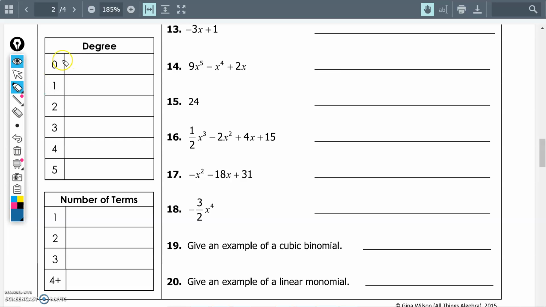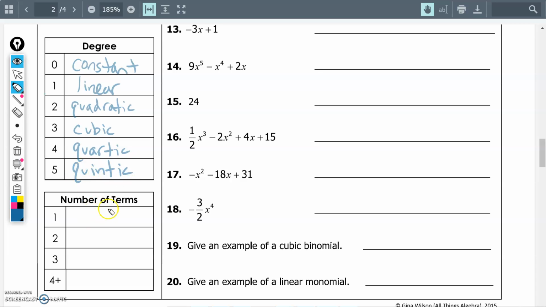If your degree is 0, that means your highest exponent is 0. You're going to be a constant polynomial. If you have a degree of 1, that means your highest exponent is 1, you're linear. If you have a degree of 2, you're called a quadratic. An exponent of 3, you're cubic. Exponent of 4 is quartic. Exponent of 5 is quintic.